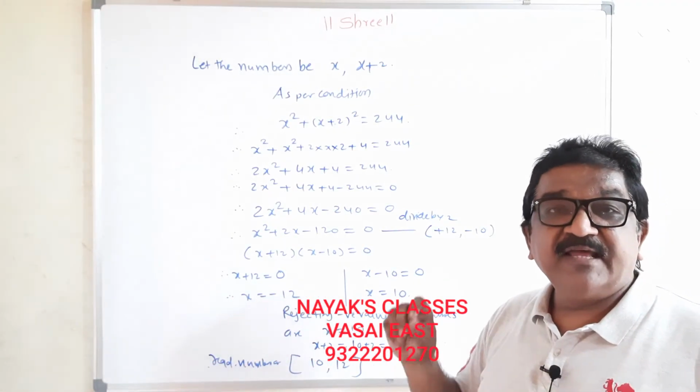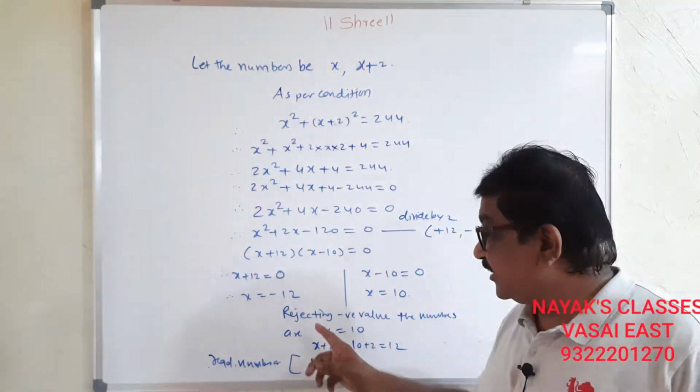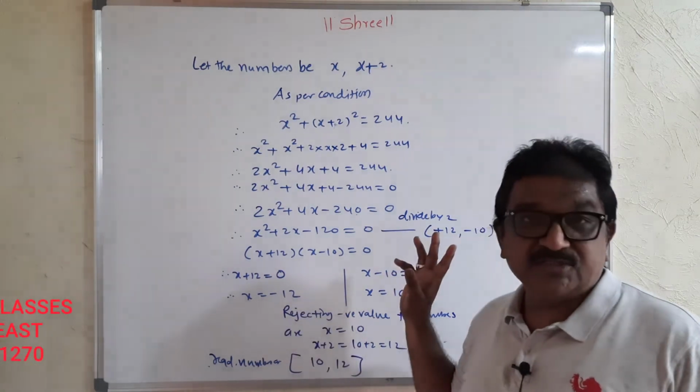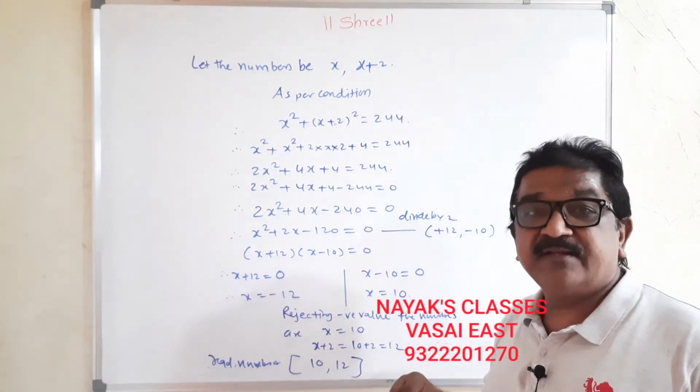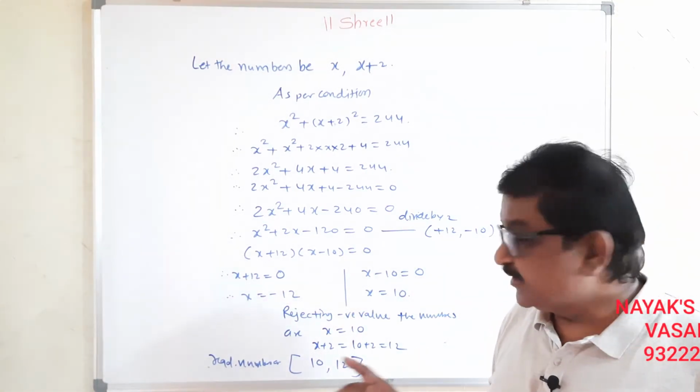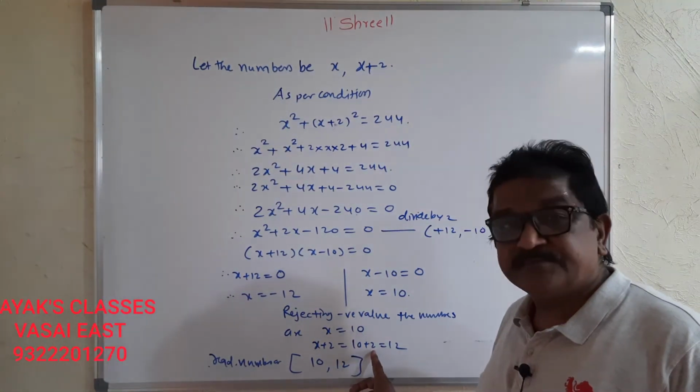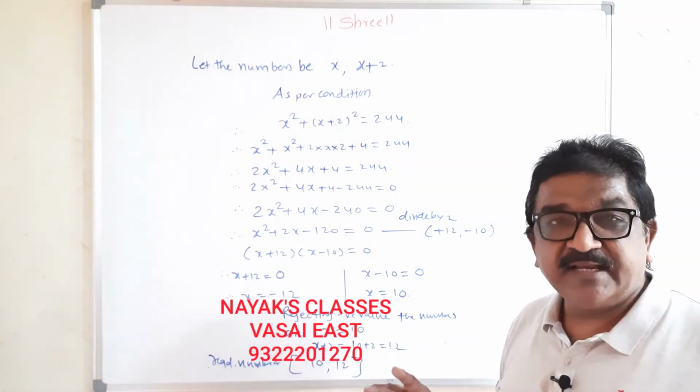The condition is even natural numbers. So we have to reject the minus 12 value and we got x is equal to 10, and the remaining number x plus 2 is 12. So the required numbers are 10 and 12.